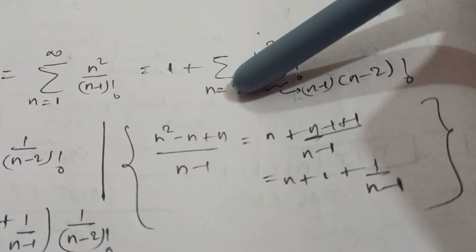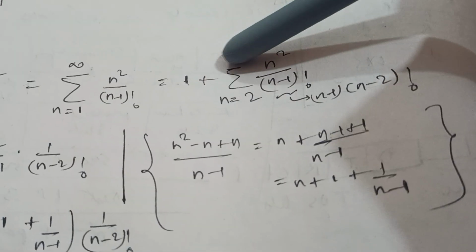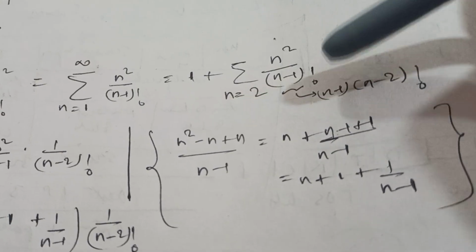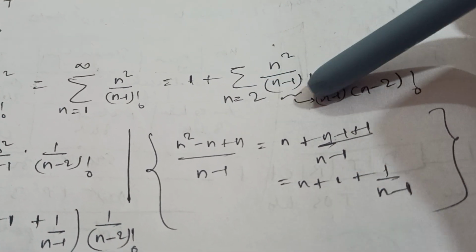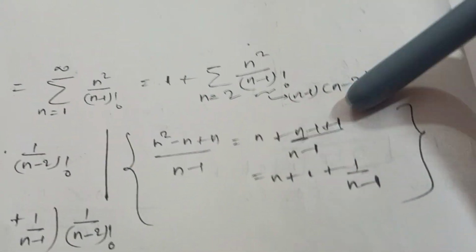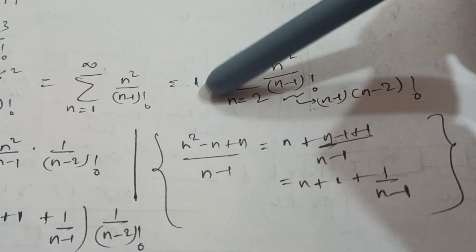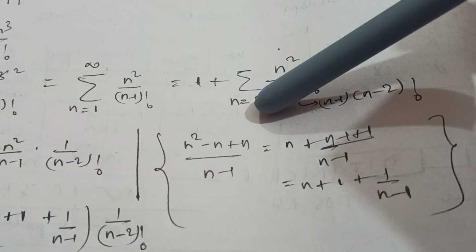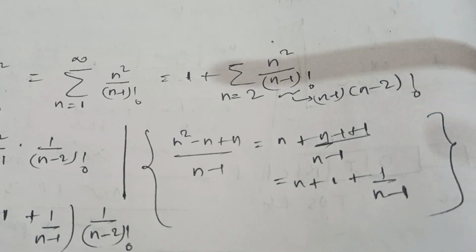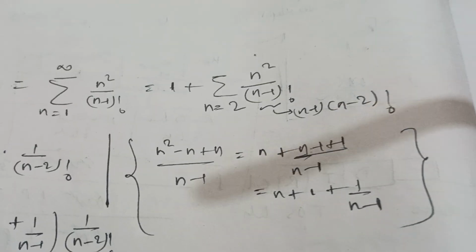Just keep a 1 plus the summation from n equals 2 to infinity, I missed the infinity there, of n squared upon n minus 1 factorial. And now I will write this n minus 1 factorial again as n minus 1 into n minus 2 factorial, the same thing that I did here, repeating it to simplify. I took out the 1 and started from n equals 2 because if I had kept the 1 here, then this n minus 2 factorial would be undefined. We don't know the factorial of 1 minus 2, at least I don't know that.